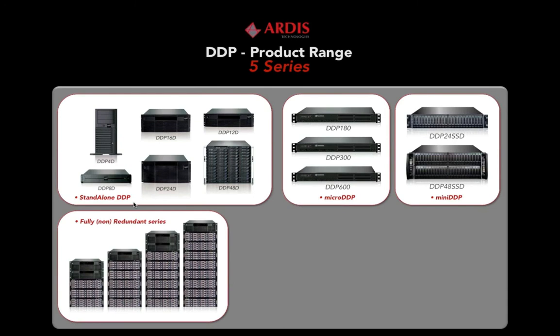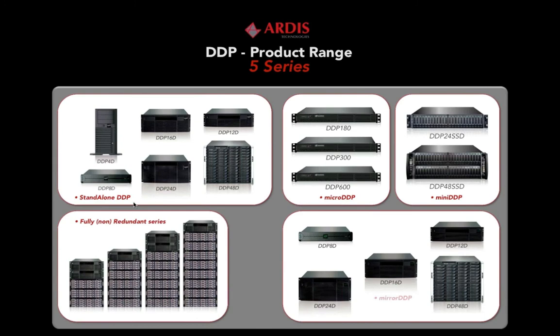Those JBOD boxes are all 6G, and we have a new JBOD box which we announced last year with 60 drives. At the moment, capacity I think is 4.2 petabytes, the largest system available. And we have something which complements our other series, which is mirror DDP. We use them for nearline.